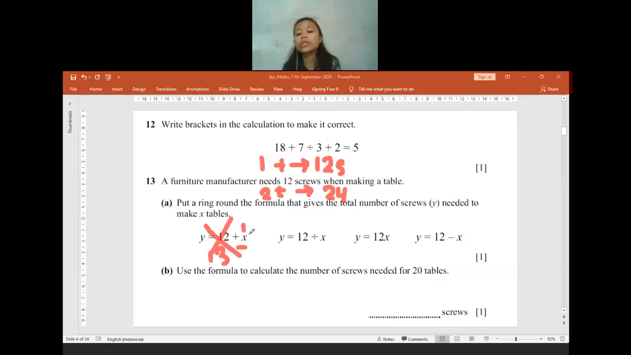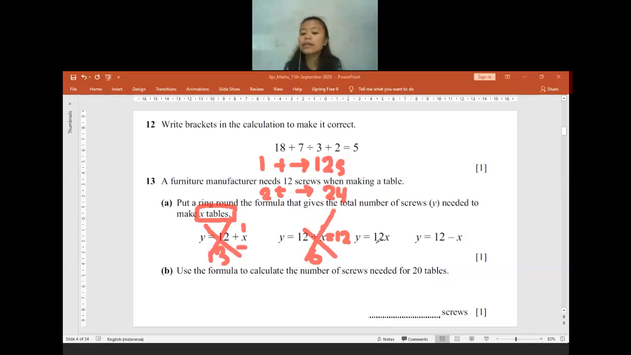Then we check the second equation. We replace the x with 1: 12 divided by 1, yes, the answer is 12. But you have to check if there are two tables. Because the x represents the number of tables, you can change the value of x to 2 to check two tables. 12 divided by 2 is 6, not 24. So the second equation is wrong.